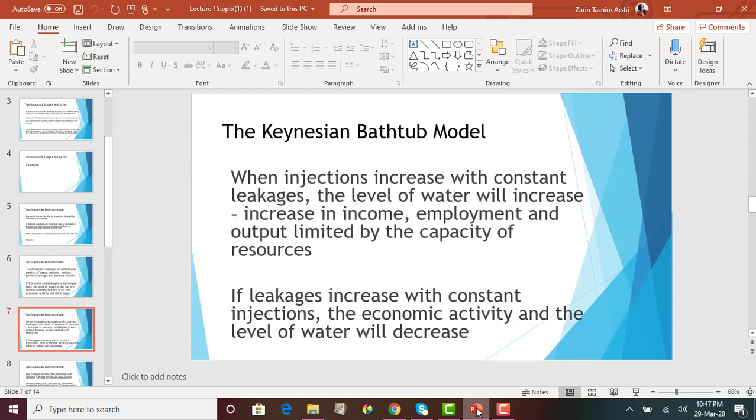So when injections increase, let's say if the government increases expenditure, what happens to the level of water? The level of water will go up. Okay, and if taxes go up, if the government is increasing taxes, then the level of water will go down.